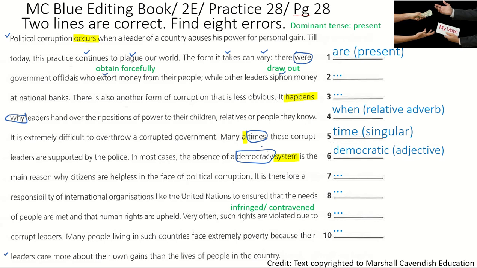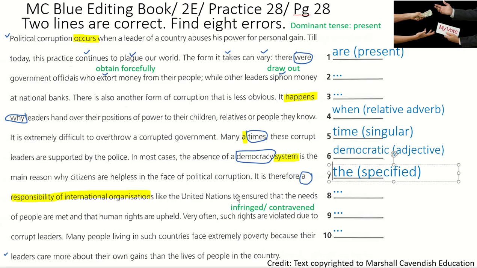Okay, is the main reason why citizens are helpless in the face of political corruption. It is therefore a responsibility of international organizations. Okay, this is wrong because we are referring to the specific responsibility of international organizations. So when it's a specific form of responsibility, it should be the. Alright, so actually it's specified already. The responsibility. Alright. So when it's the, you should use a specified article.